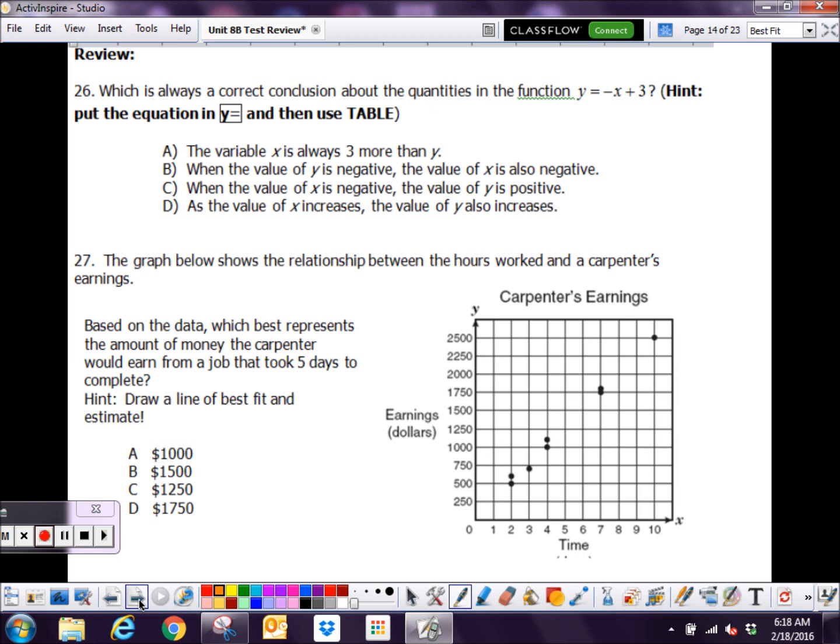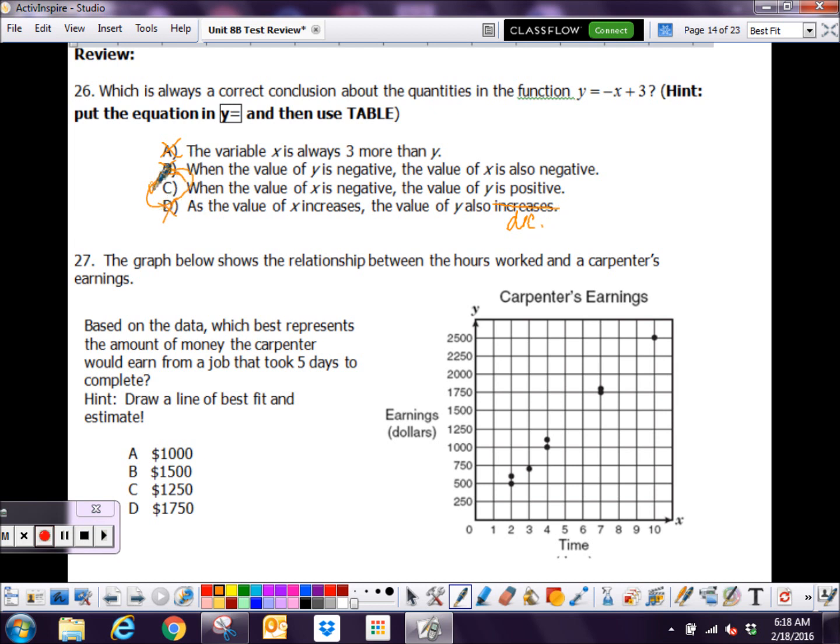So the variable x is always 3 more than y. Okay, I'm looking at my table in my calculator, and that is definitely not true. When the value of y is negative, the value of x is also negative. I'm looking at my table, and when y is negative, x is actually positive, so that's not right. When the value of x is negative, the value of y is positive. Well, that looks true. So let me check D. As the value of x increases, so as my x is getting bigger, the value of y also increases. Nope, if you look in the table, it's actually decreasing. So my answer here is C.